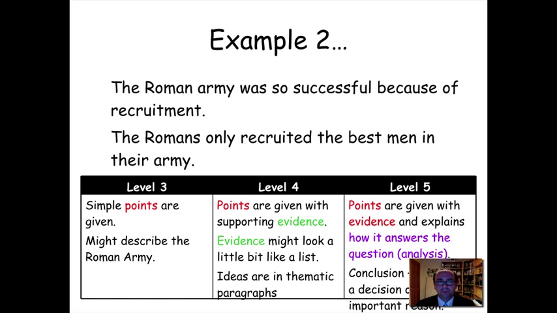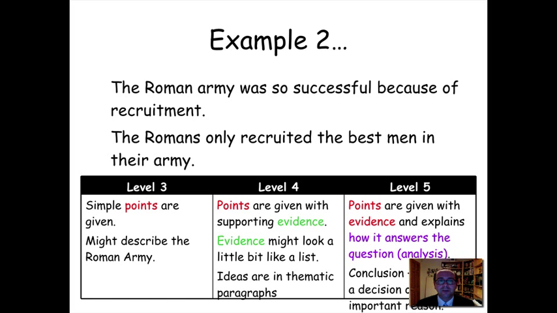Example 2. The Roman army was so successful because of recruitment. The Romans only recruited the best men in their army. Again, please pause this film and study the example. Now, example 2 is considerably shorter than the previous example that we studied, which was a level 5.